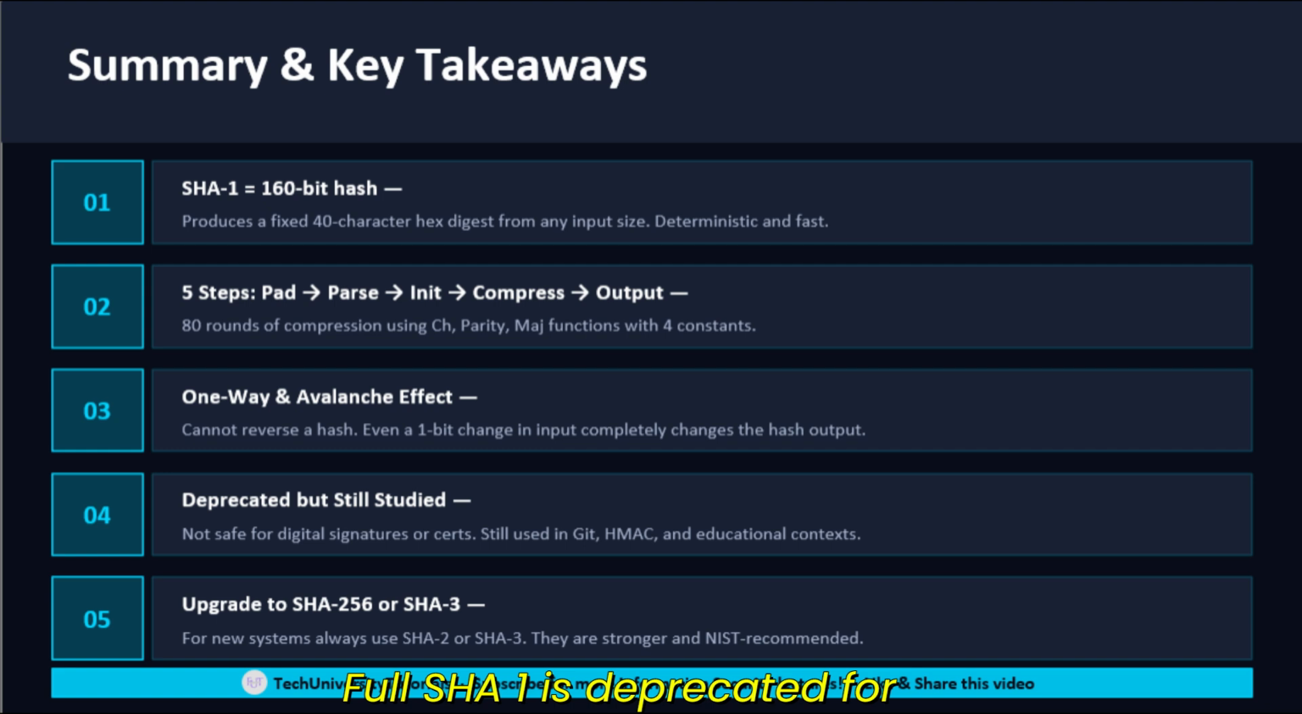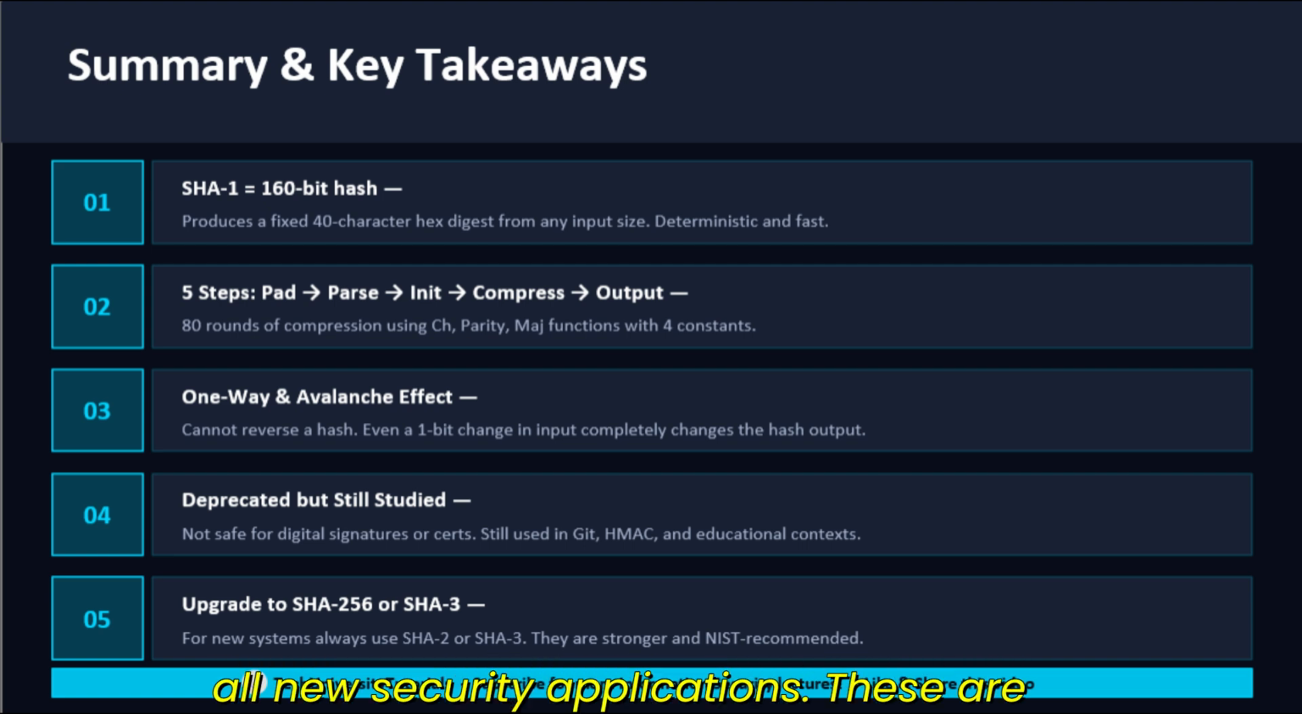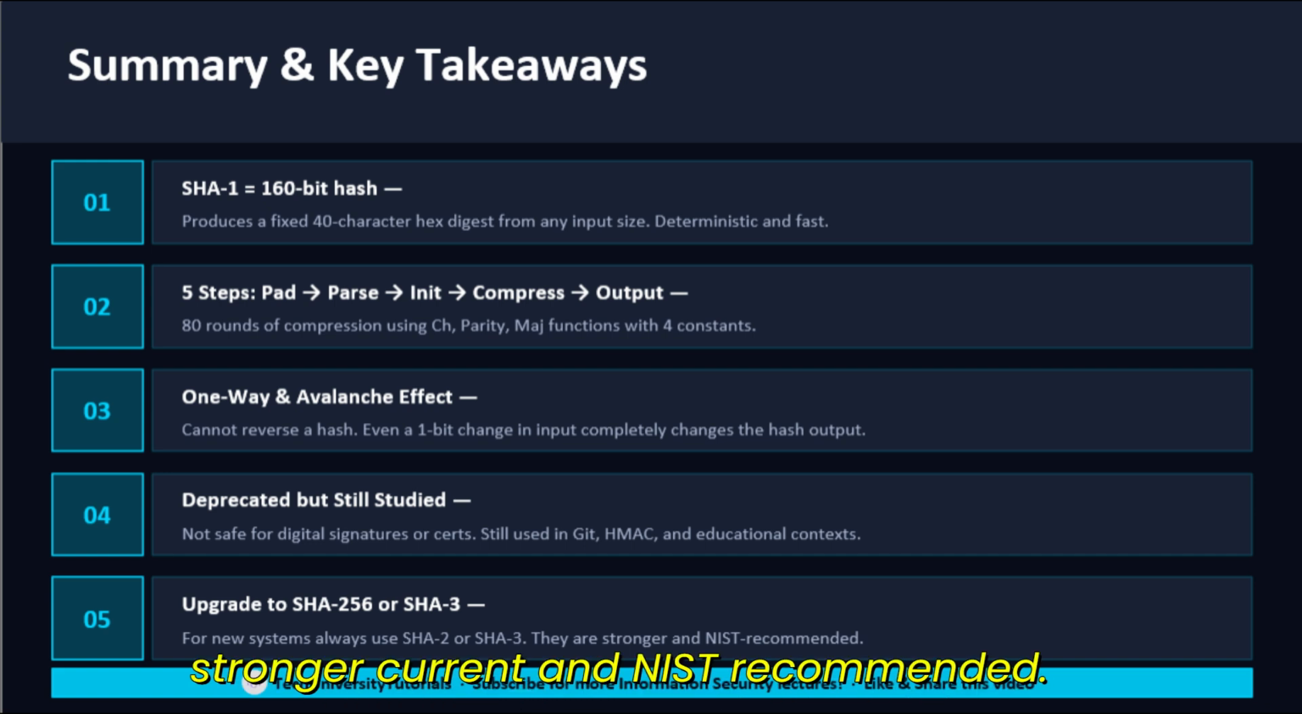Takeaway 4. SHA-1 is deprecated for security. Don't use it for digital signatures or certificates, but it's still present in Git, HMAC, and many legacy systems, so you absolutely need to know it. Takeaway 5. Upgrade to SHA-256 or SHA-3 for all new security applications. These are stronger, current, and NIST recommended.